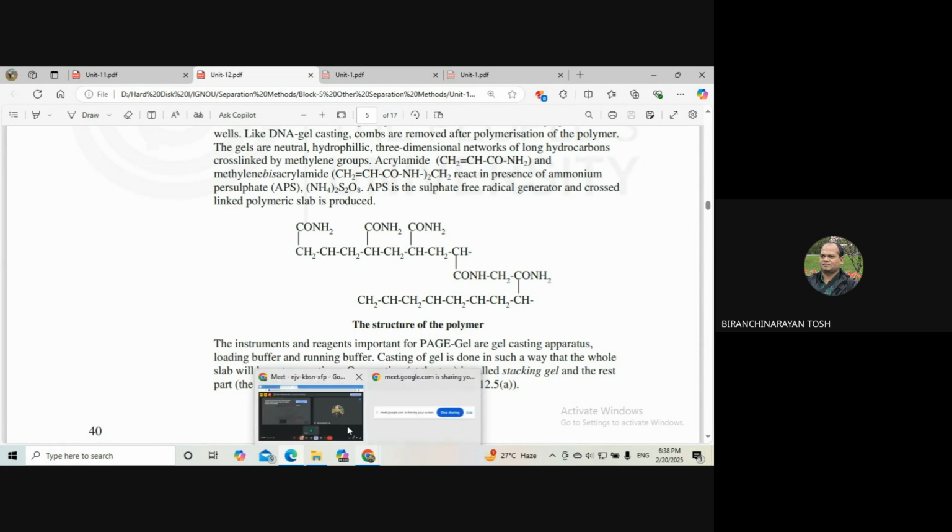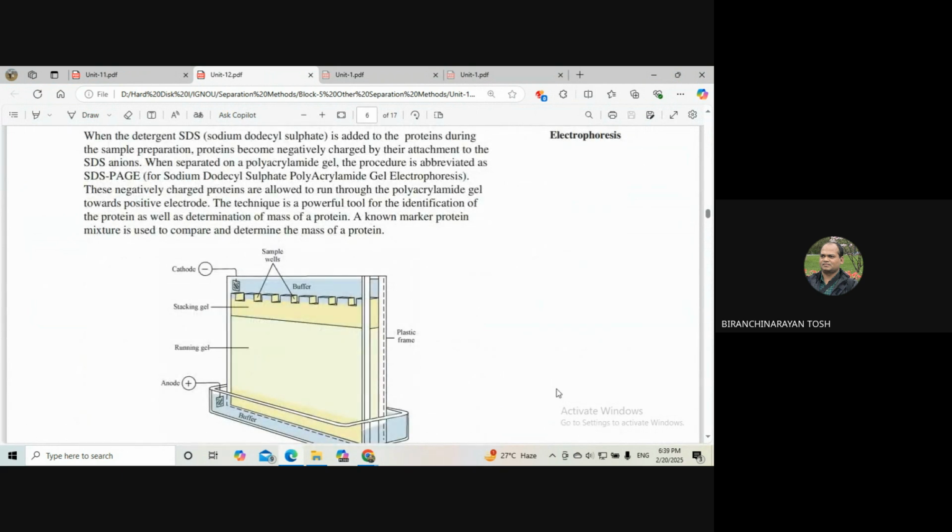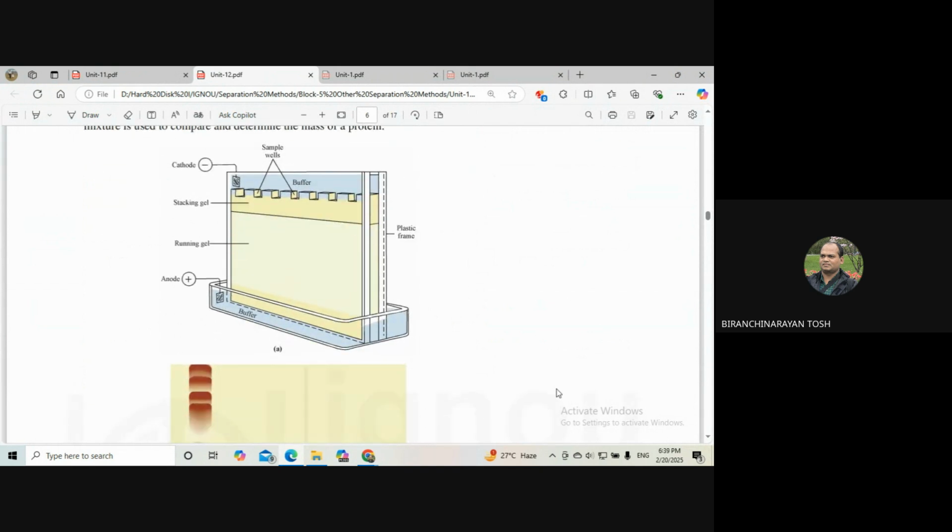Casting of gel is done in such a way that the whole slab will have two portions. One portion at the top, which is called the stacking gel, you can see here. The portion at the top is called the stacking gel, and the rest, the bottom one, is called the running gel.